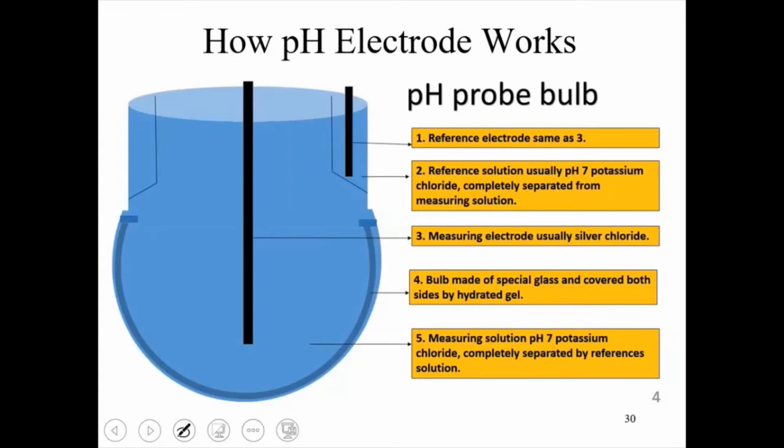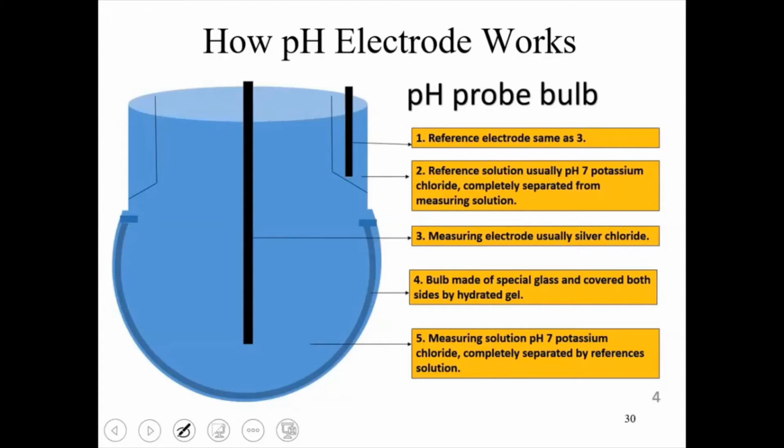So this is the probe, the bottom of the pH electrode. Notice that there's two electrodes in here. Number 1 points to the reference electrode. Number 3 points to the measuring electrode. These two electrodes are actually separate from each other. They do not come in contact. Each of them is submerged in an electrolyte solution, typically of KCl at pH 7. But they're separate from each other, all right?